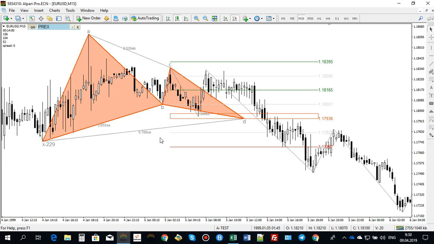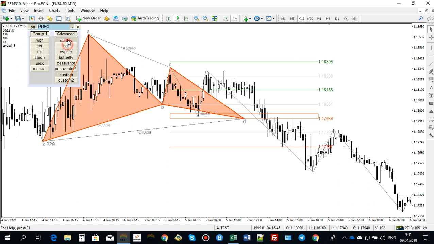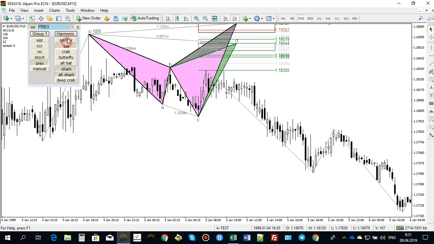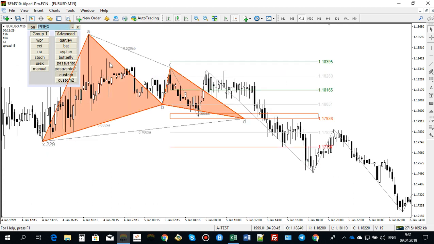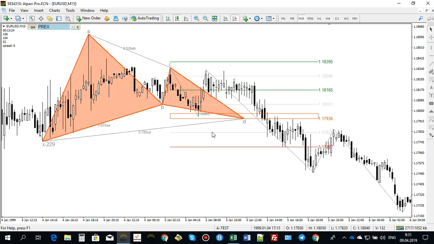NPS is an extremely powerful tool for analyzing these patterns, for trading these patterns, for researching these patterns. You can do everything that you want with these patterns. Not only do you have predefined patterns as Gartleys, bats, ciphers, butterflies, Pesaventos, and so on. There are also harmonic patterns, predefined harmonic patterns that you can switch on and off, and there are also 2 custom patterns that you can tune according to your needs.